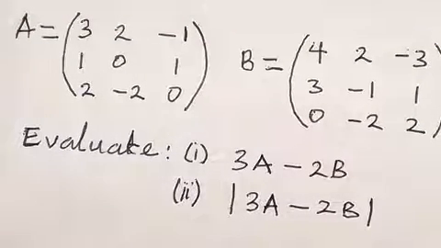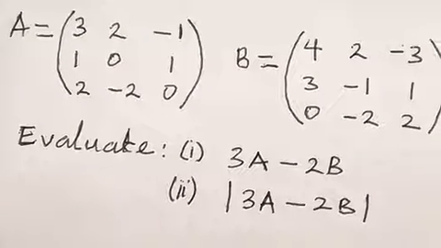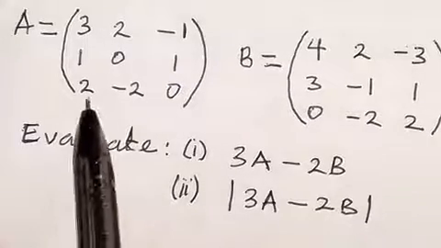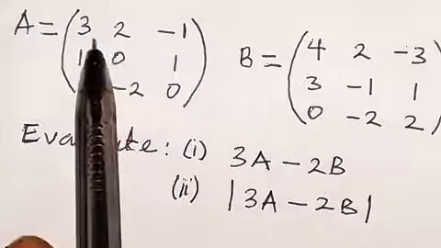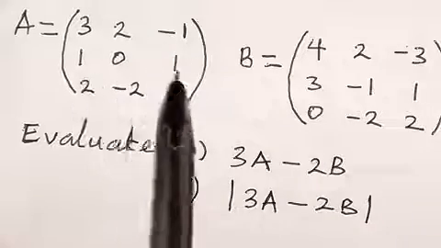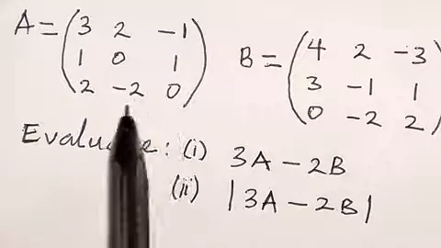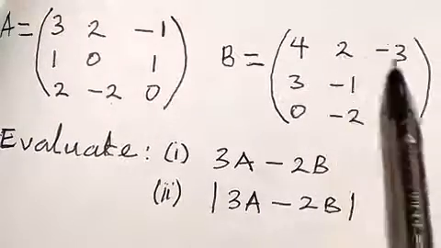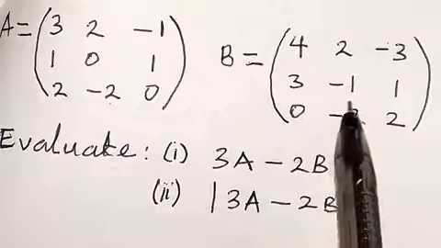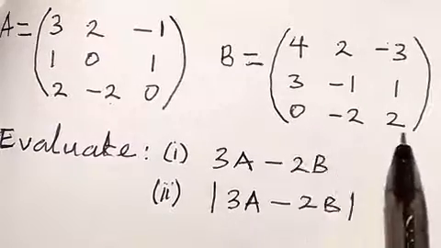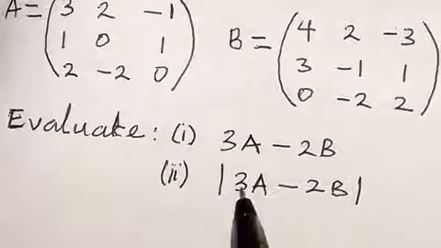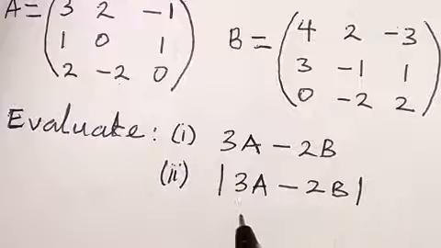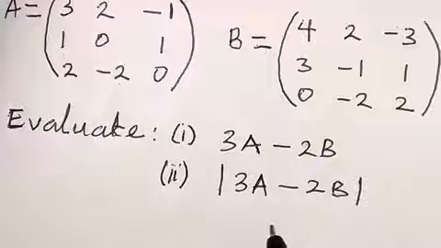Here, let's look at the solution to this problem on matrices. Given that A is a 3 by 3 matrix, that is 3, 2, minus 1, 1, 0, 1, 2, minus 2, 0, and B is also a 3 by 3 matrix, we have 4, 2, minus 3, 3, minus 1, 1, 0, minus 2, 2. Then we are to evaluate 3A minus 2B, then the determinant of 3A minus 2B.